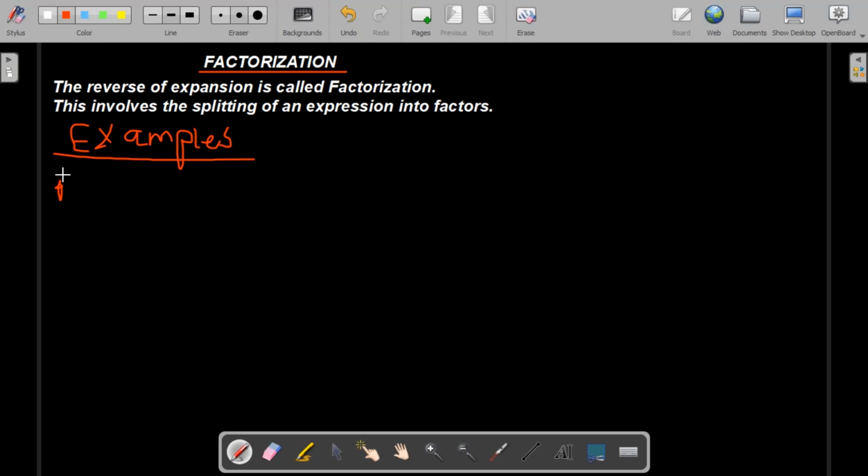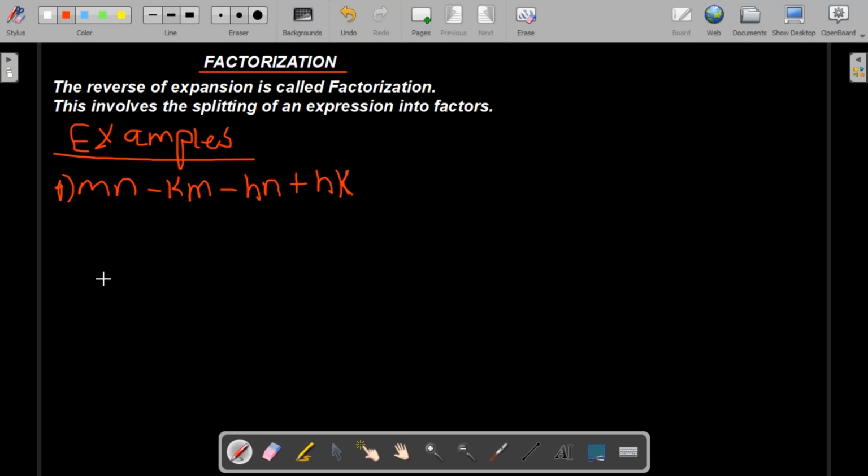So example number one. Remember we are talking about factorization. The question can be: factorize the following, which is mn minus km minus hn plus hk. So they have given us this to factorize.